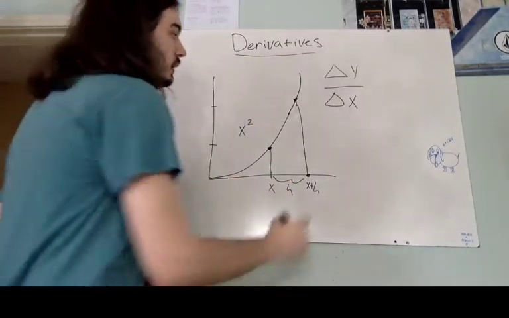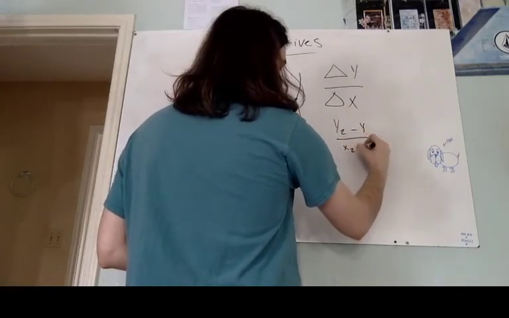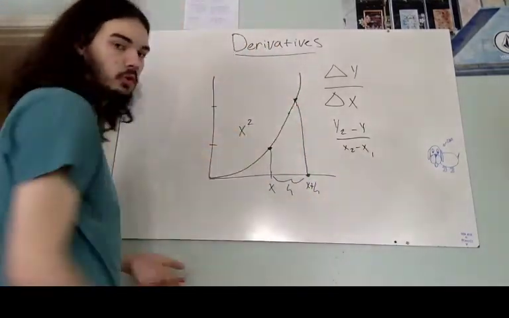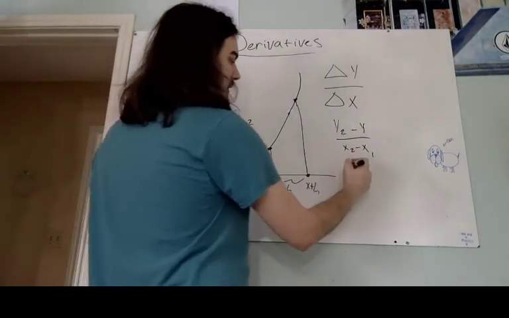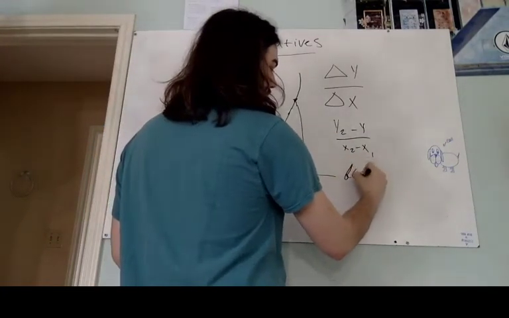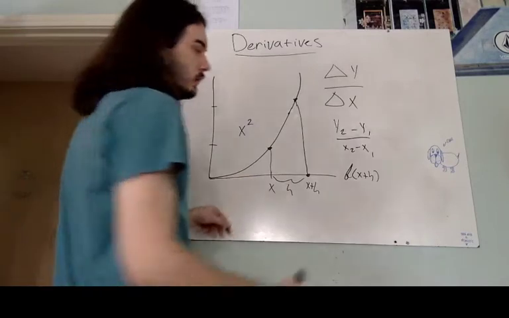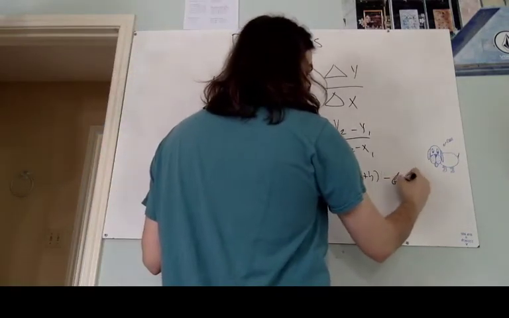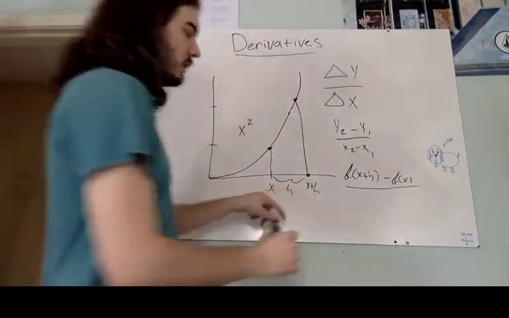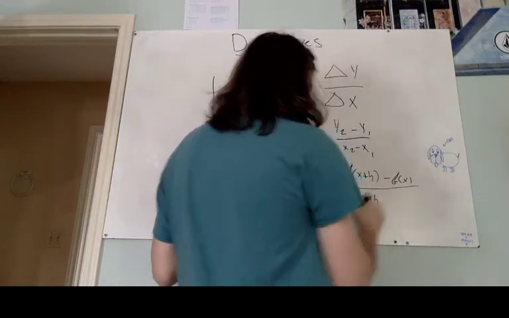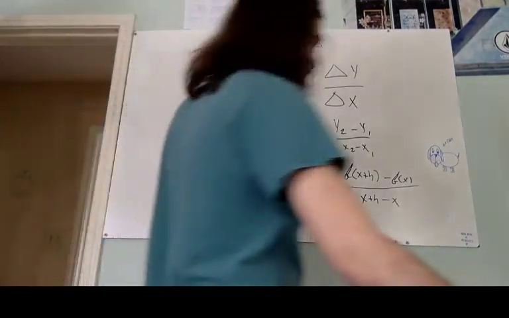So we're applying the same thing: y2 minus y1 over x2 minus x1. If we're trying to find the slope between these 2 points, I'm going to say y2 is f of x plus h, and my y1 is f of x, so minus f of x. And my x2 is x plus h, and my x1 is x. Well, what's x plus h minus x? Just h, right?